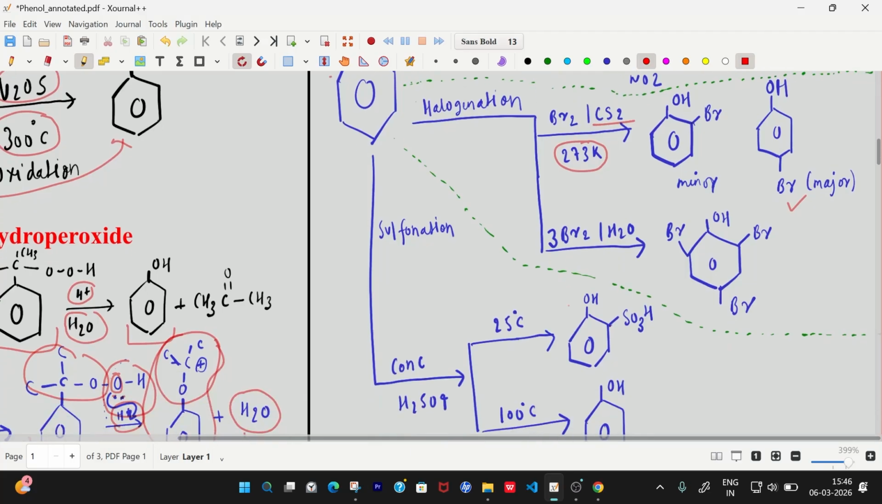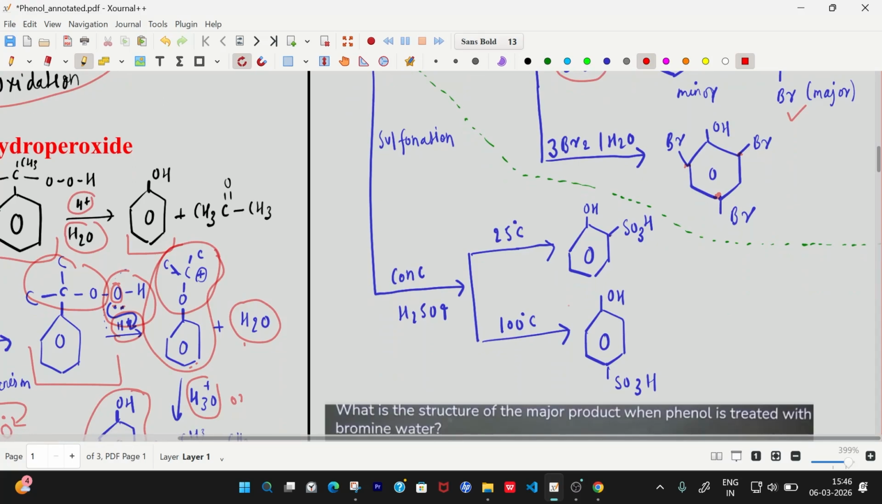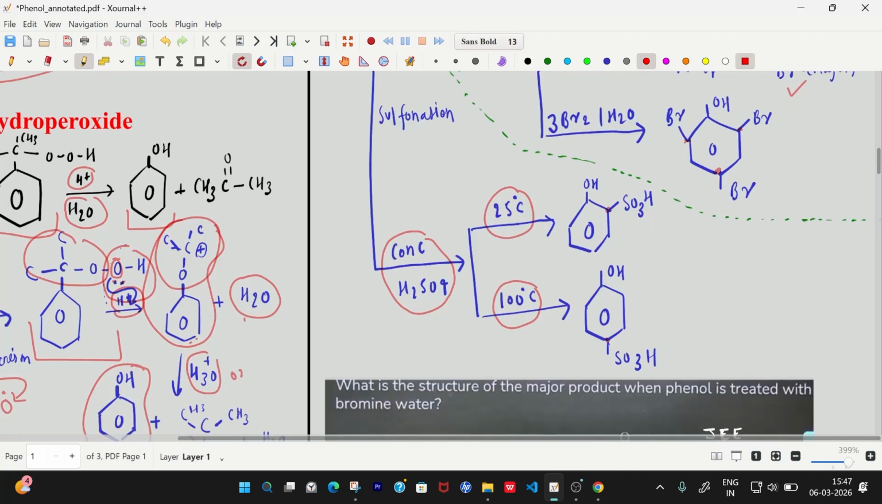Whereas in the second case, when we are passing 3Br2 and water, then bromine will attach to both the ortho positions and the para position. The third reaction is sulfonation, where phenols are treated with concentrated H2SO4 at 25 degrees Celsius. SO3H is added at the ortho position, and at 100 degrees Celsius SO3H is added at the para position.